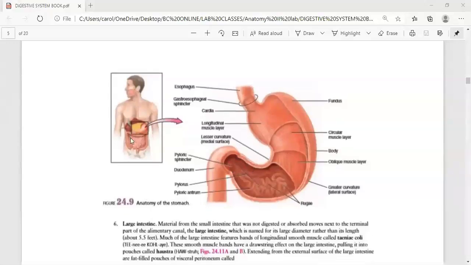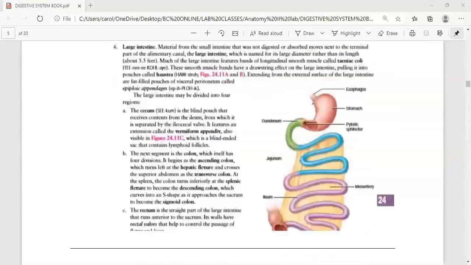Okay, so then if we keep moving, right, from the stomach, we're going to go into the small intestine that is going to have 3 areas: duodenum, jejunum, and ileum. Right, the first part, or the part that connects with the stomach, is the duodenum. The part that connects with the large intestine is going to be the ileum. So that's what you see right there.